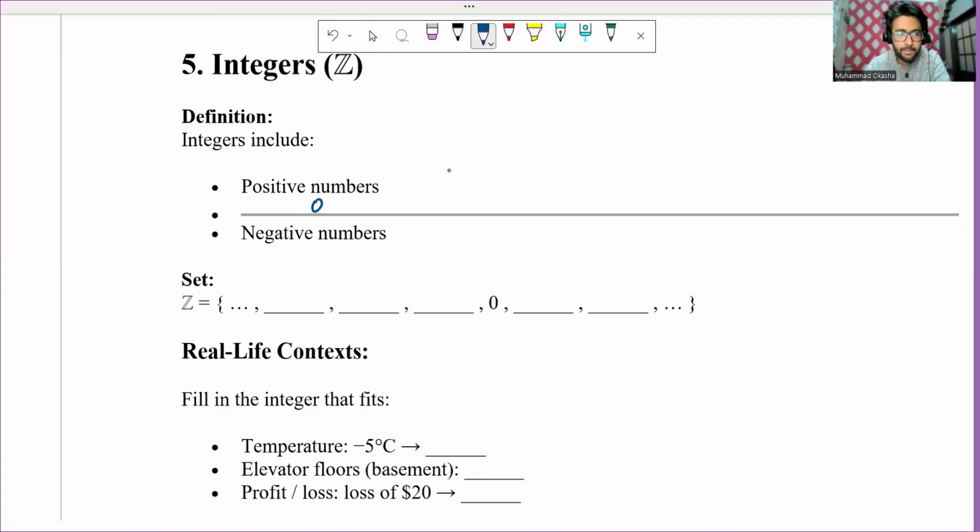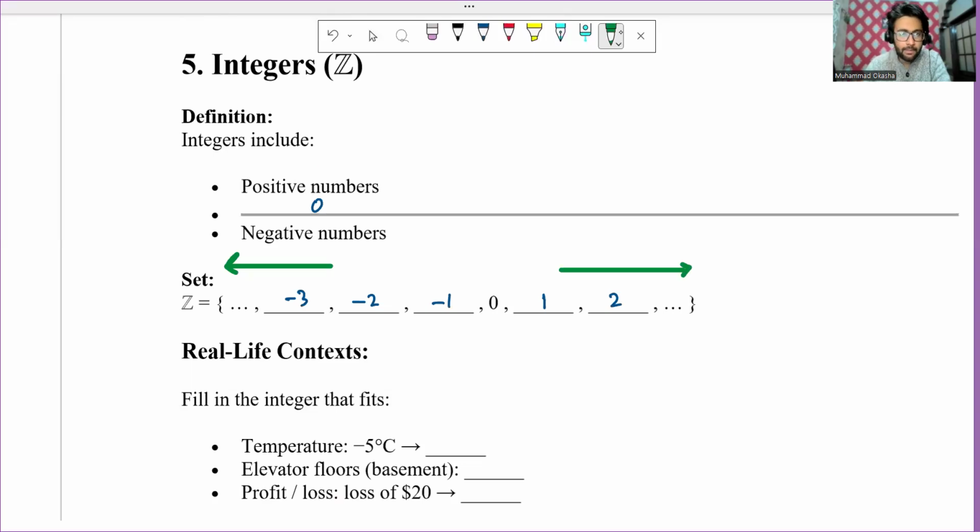For example, you might start from -3, -2, -1, 0, 1, 2, and so on and so forth. It just keeps going in both directions. It keeps going in this direction and it keeps going in this direction as well.